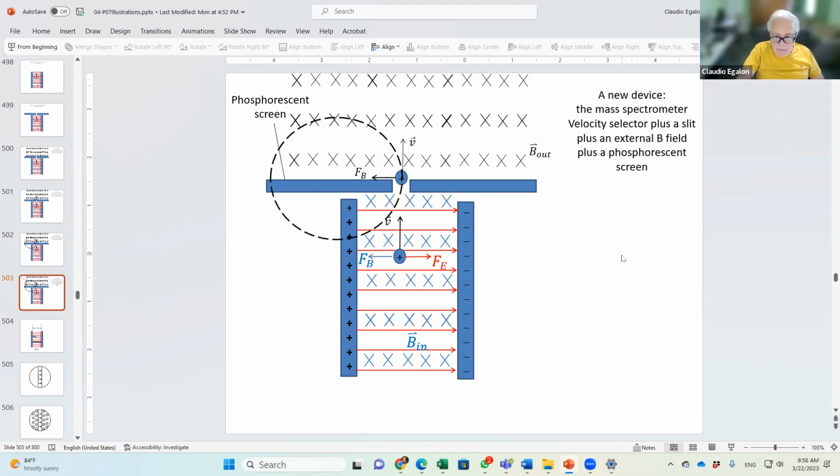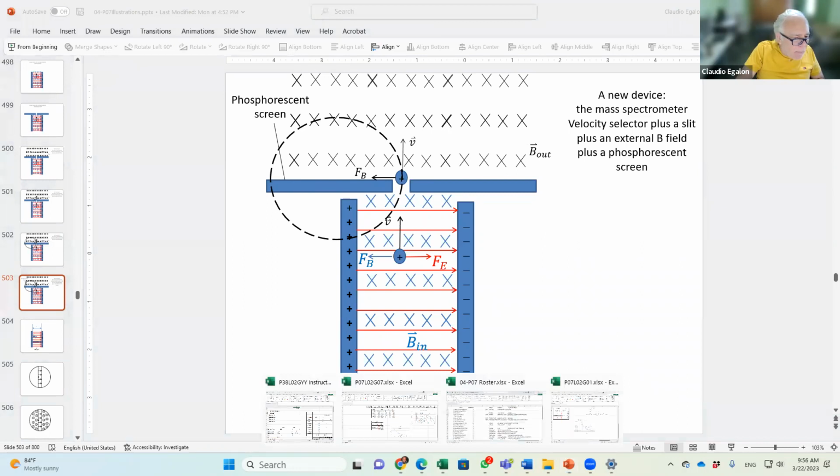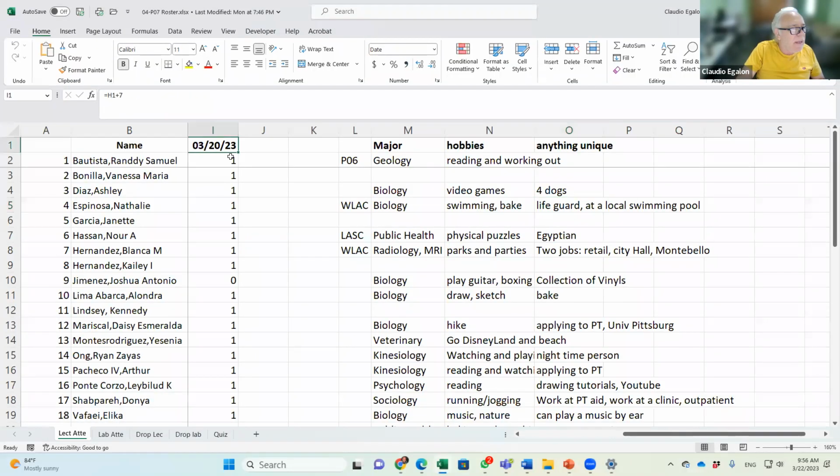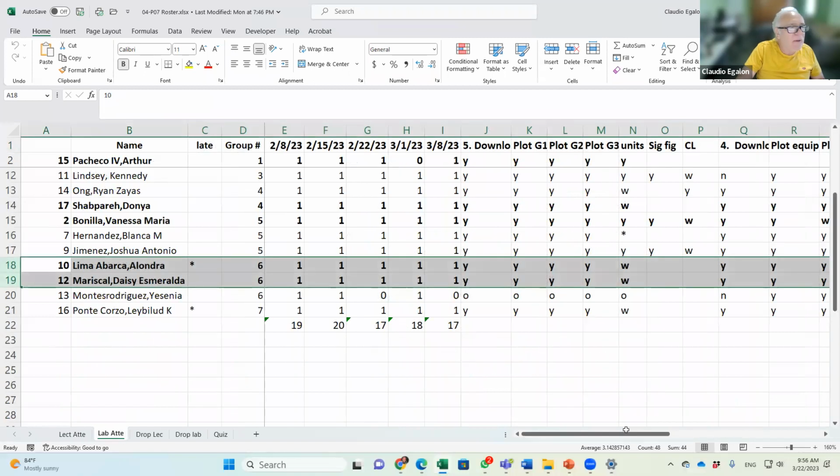Okay, so it's 9:56 right now. Any questions about that? What I'm gonna do, we're gonna have our break, but before we have our break, I am going to take attendance. And today is going to be lab attendance.